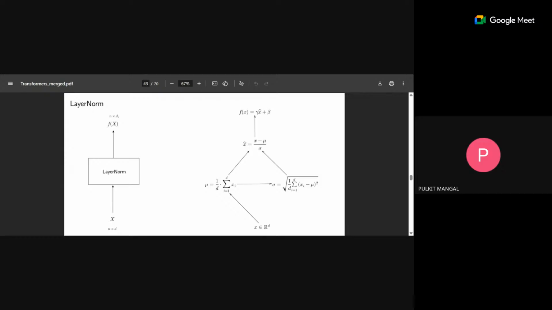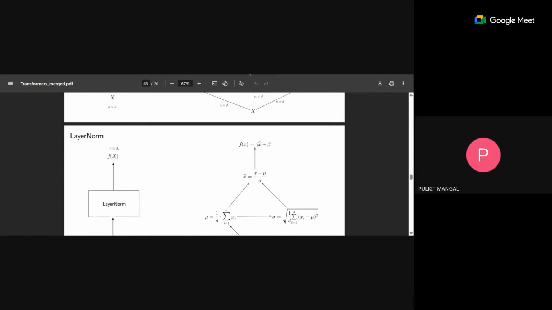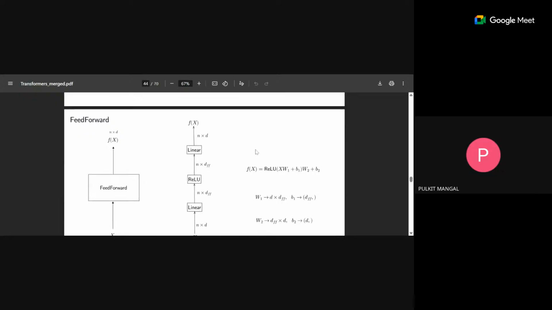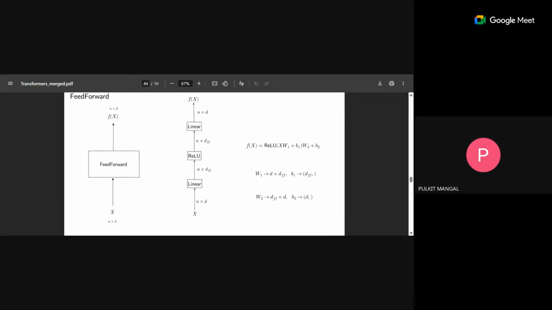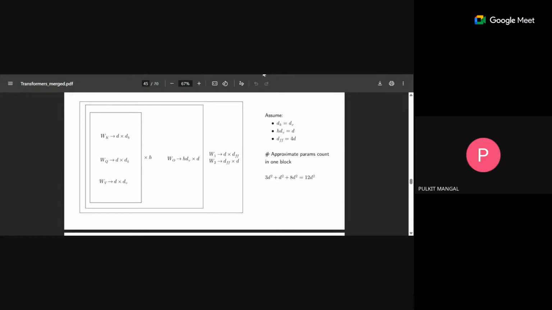Okay, so yeah, anything else, any doubt in the encoder part? Okay, and let's just quickly do one check of the number of parameters.